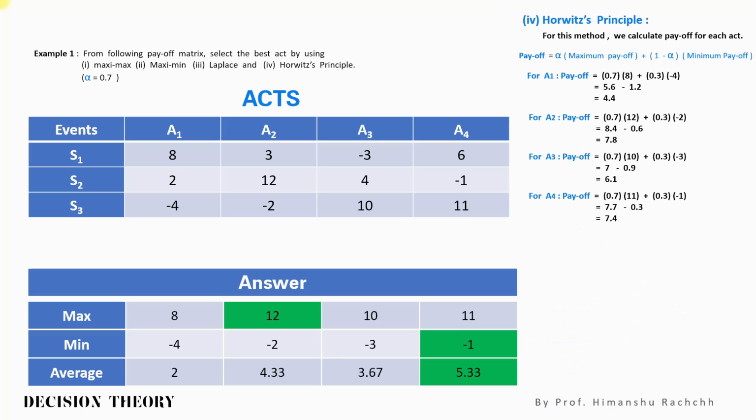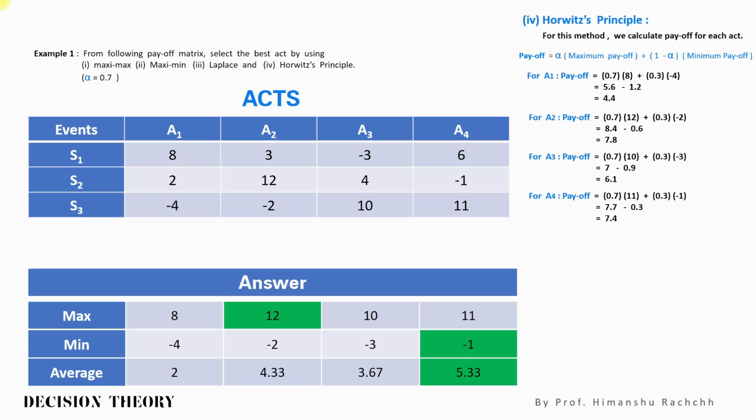And last, for the act A4, maximum payoff is 11, minimum payoff is minus 1. So, we multiply 0.7 with maximum payoff 11 and we multiply 0.3 with lowest payoff minus 1. Now, 7.7 minus 0.3 is equal to 7.4. So, for the act A4, payoff is 7.4.